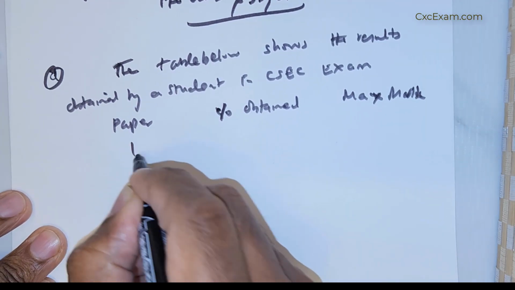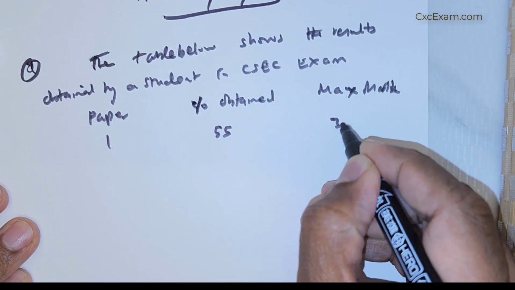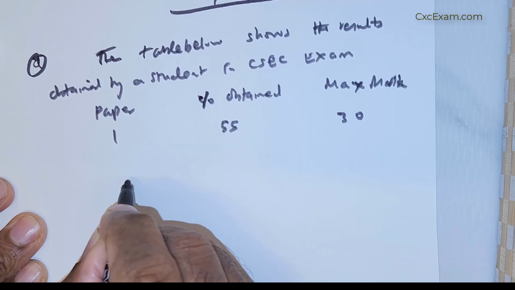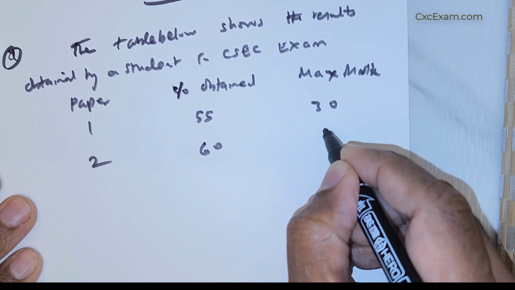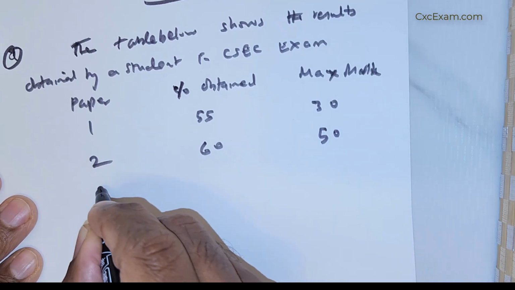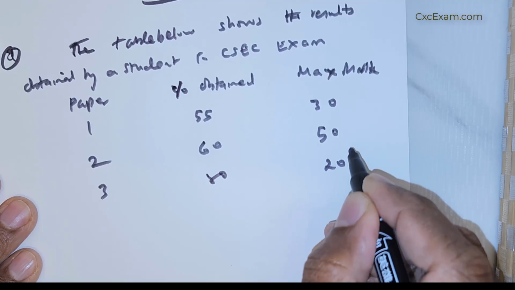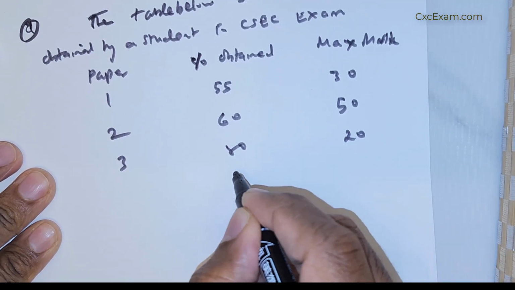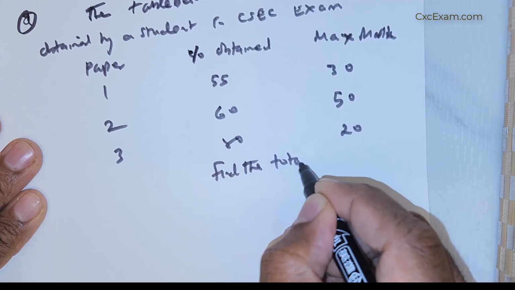Okay, so paper 1, 55%, maximum score is 30. Paper 2, 60%, maximum score is 50. Paper 3 is 80, and maximum score is 20. So we will have to find the total percentage for the subject.